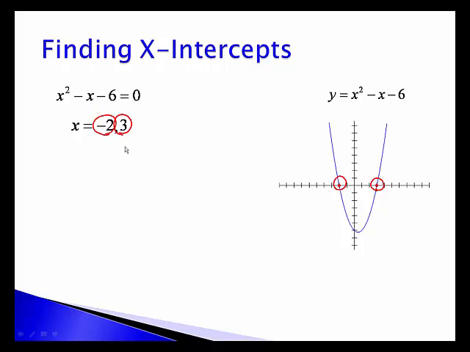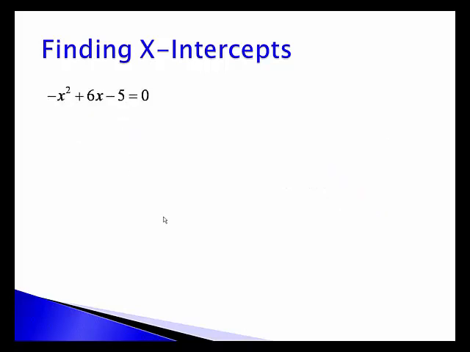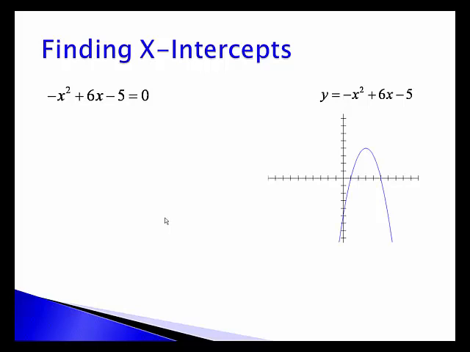Let's do another one. This time I have -x squared plus 6x minus 5 is equal to 0. You should note that when you graph this, the parabola will open down. This time we're looking for those x-intercepts. Once again, we see that there are two of them, and there they are. This one is 1, and this one is 5. So those are exactly our two answers. x is equal to 1 and 5.